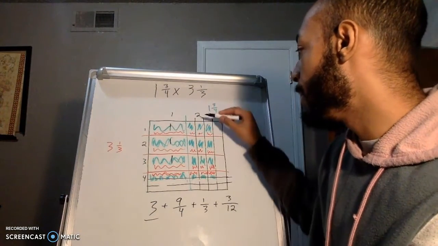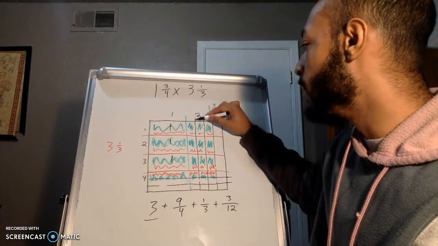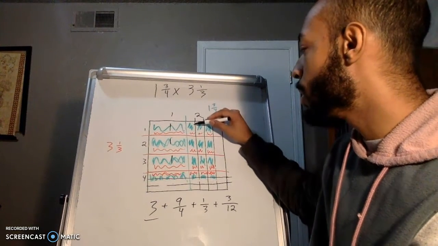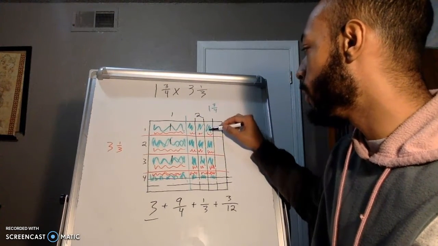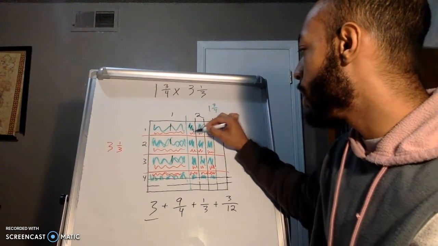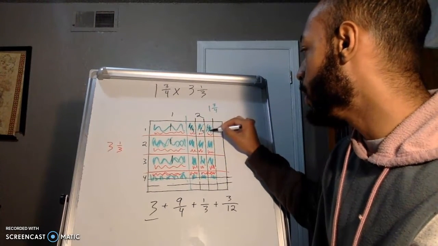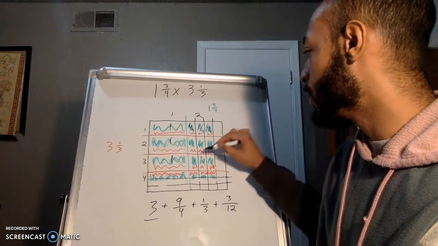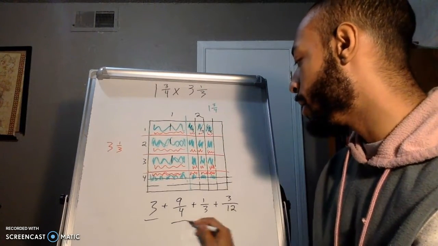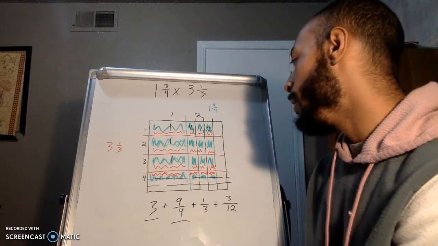So then I can come over, and remember we divided this into 4 columns, so I can count, well, this was a 4th, that was a 4th, these are all 4ths, and I can go on and on and on here, but 1, 2, 3, 4, 5, 6, 7, 8, 9. I get 9/4.